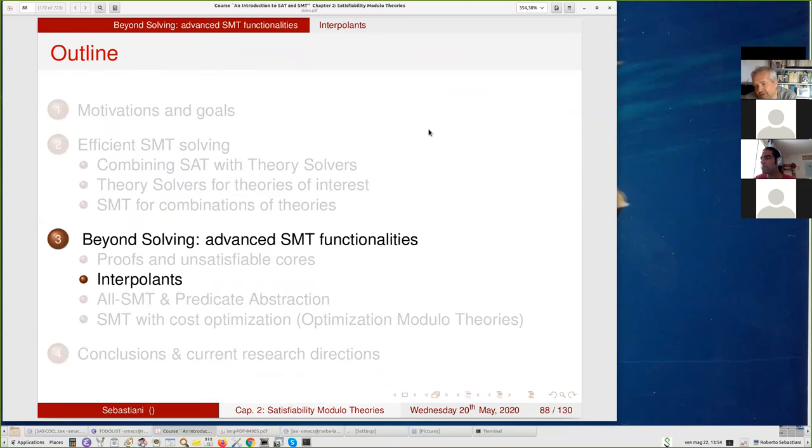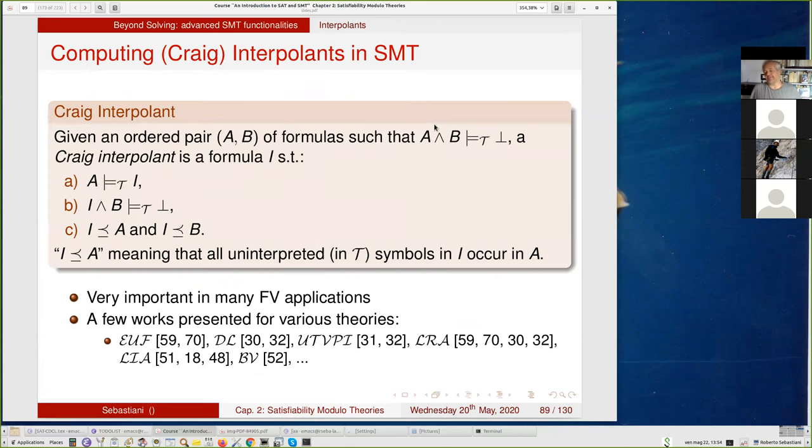Okay, let's speak about interpolants. We have seen what a Craig interpolant is for propositional logic; we see now what it is for SMT. Notice that we are speaking here only about formulas which are quantifier free. There are more general definitions involving formulas which are not quantifier free, but this is more complicated and exceeds the scope of our course.